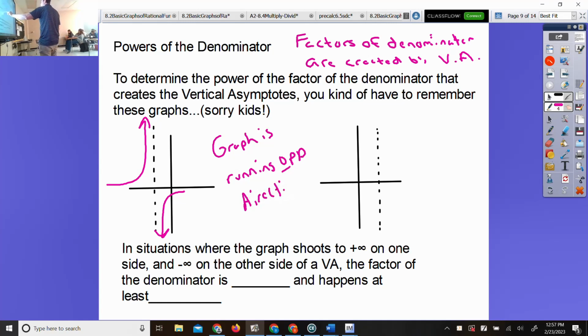One side of the asymptote, the graph shoots up to positive infinity, the other side it shoots to negative infinity, or vice versa, negative infinity, positive infinity. I use the word opposite direction. That's important because if one side shoots to positive infinity and the other to negative infinity, or vice versa, along the vertical asymptote, the factor of the denominator is odd. Odd starts with O, just like opposite, doesn't it? If you're odd, what's the smallest thing you can do?